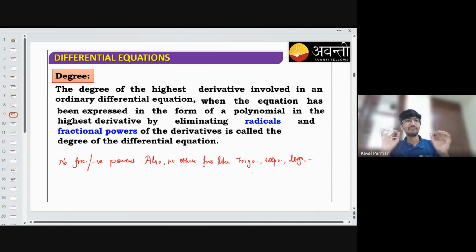Again, what is the degree? Degree means power. Power of what? Of the differential coefficient. And if there are multiple differential coefficients, then the degree of the highest order, the one with the highest order, is the degree. But we have to see all this after making sure that the given differential equation is a polynomial.